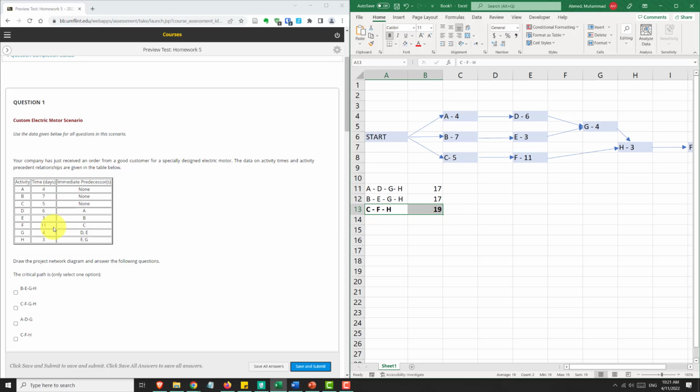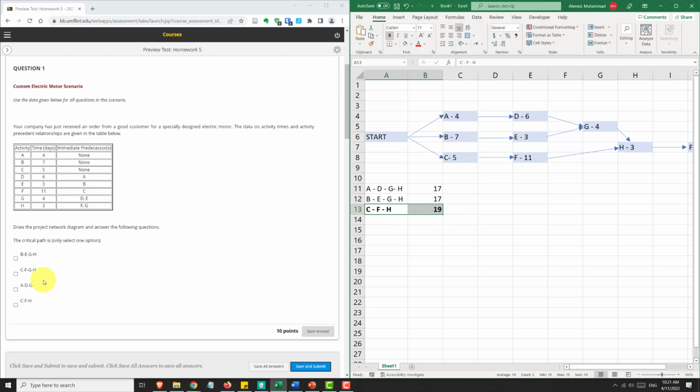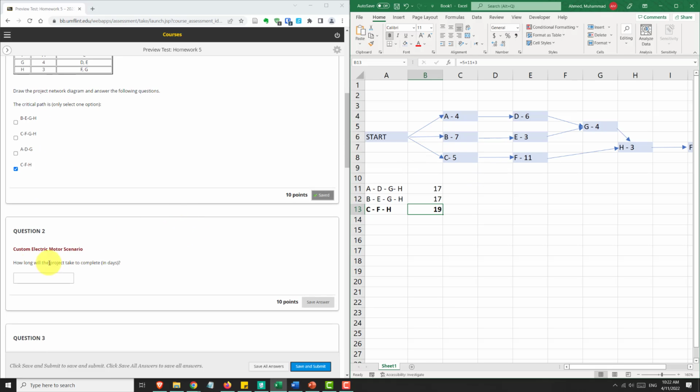Okay. And so we'll look at the answers, and then this is the answer. So it says only select one option, so make sure you only select one option. Right. And we know how long the project will take. It will take 19 days because the longest path is the critical path, and by the time you finish the critical path, all the paths are done, so you're done with the project. How long will the project take to complete? That is the duration of the critical path, so that'll just be 19 days.